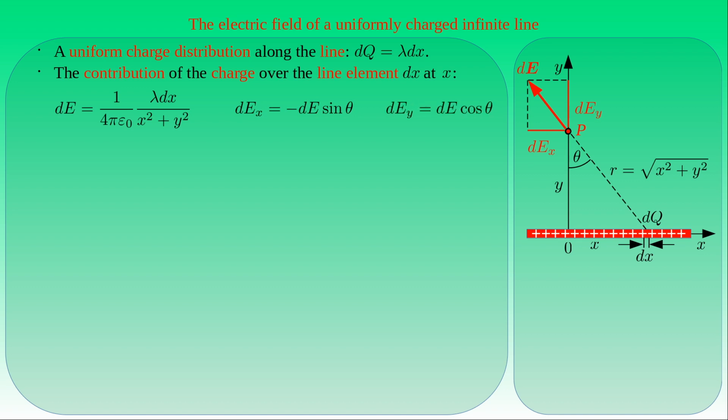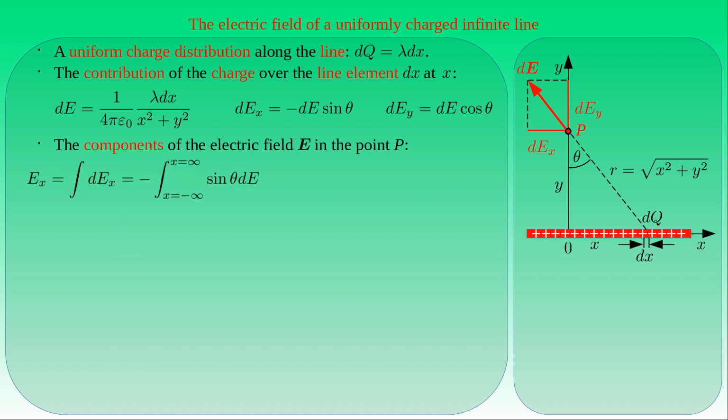In order to obtain the components of the electric field strength E, we need to integrate the contributions of the charge elements to the field along the line. The x component of the electric field E is equal to the integral of dEx, which can be written as minus the line integral of sine theta with respect to the magnitude of E along the infinite line. Similarly, the y component of the electric field E is equal to the integral of dEy, which can be written as the line integral of cosine theta with respect to the magnitude of E along the infinite line.